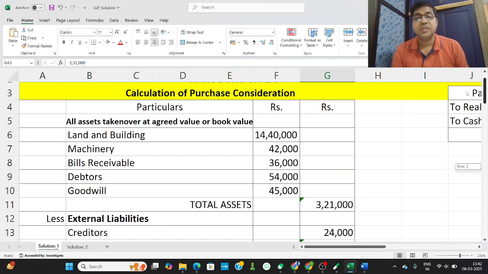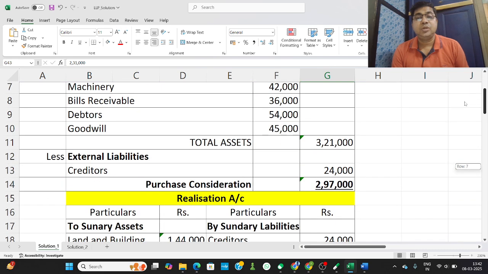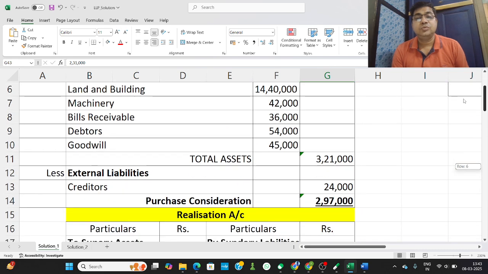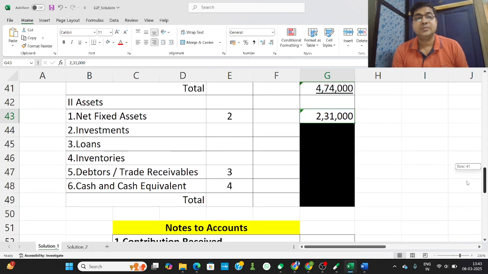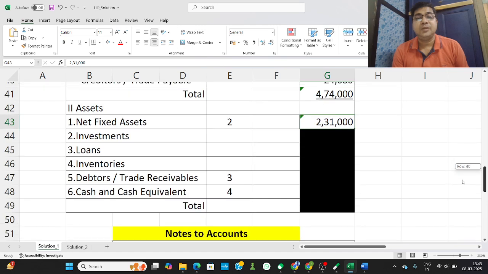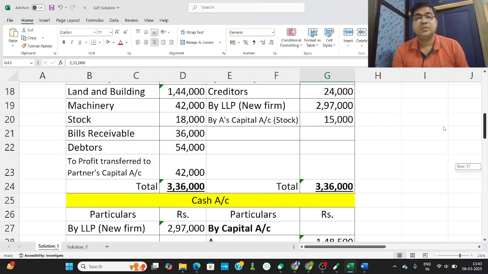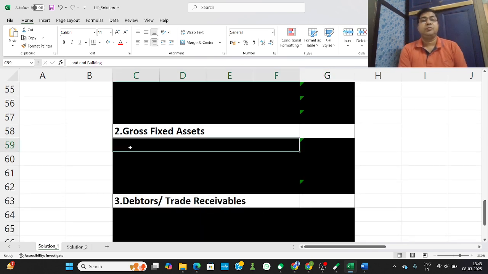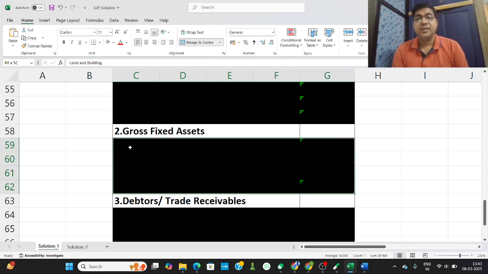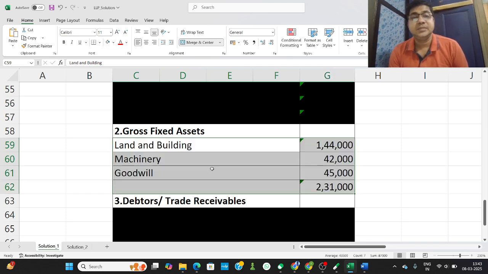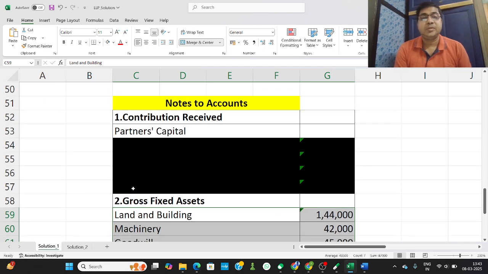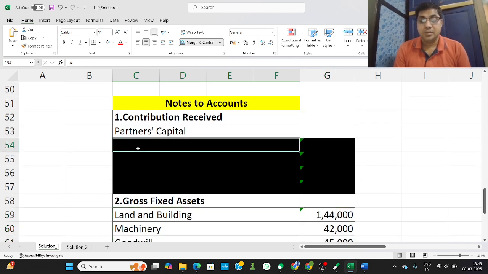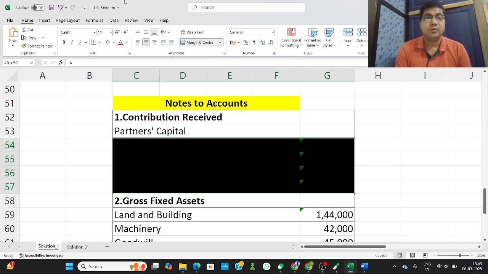If you see the total value of 3,21,000, what kinds of items are there in this value? The gross fixed assets. There are various things we recorded, that is land and building, machinery, and goodwill. This is 2,31,000. What about the partners' capital? We have to prepare it as a note to accounts.